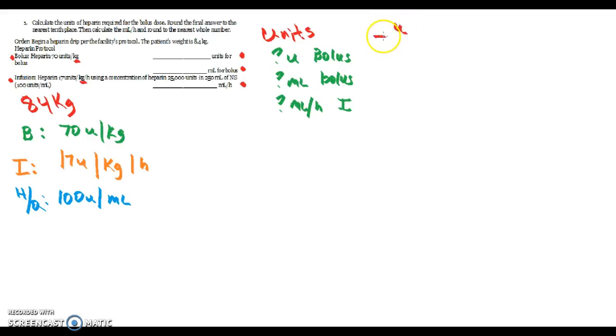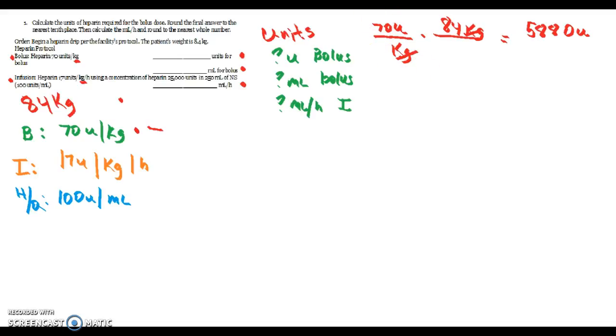So we're going to put units here, and when we're doing this, all we have to use is our weight and then our order for our bolus. With dimensional analysis, you always start with what you're solving for at the top in your numerator. So we're going to put 70 units per kilogram, because that's our order. Since this is kilograms, we have to have kilograms here, and our patient weight is 84 kilograms. Our kilograms will cancel out, leaving us with 70 times 84, giving us 5,880 units for our bolus.